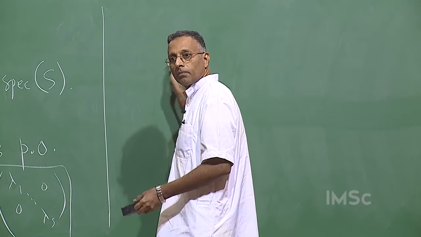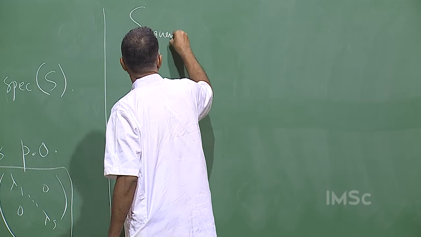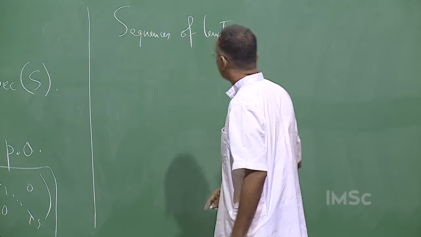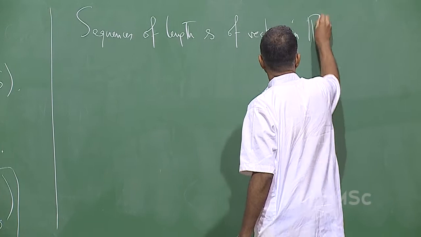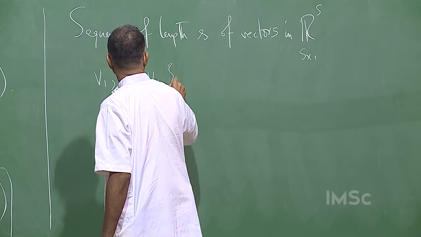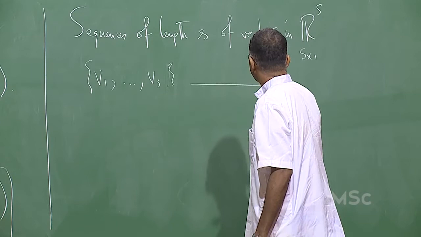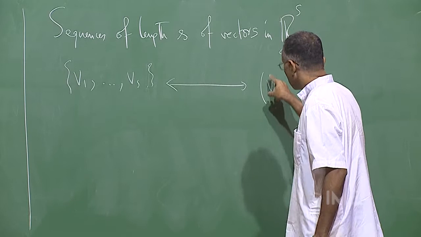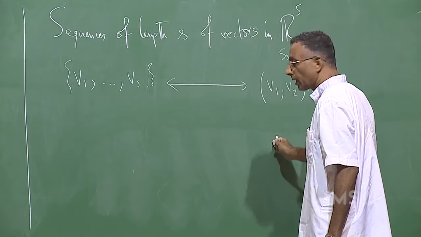associations. So what I will have is sequences of length S, S is some fixed integer, of vectors in RS. Remember, I'm thinking of RS as S cross one column vectors. So, for example, something like this. This is a sequence. And associated to this sequence, I can think of this sequence as a matrix where V1 is the first column, V2 is the second column, etc. Vs is the Sth column. So each one is S cross one. So this is an S cross S matrix.